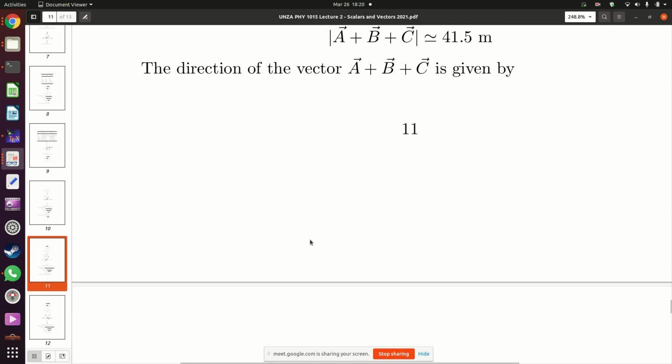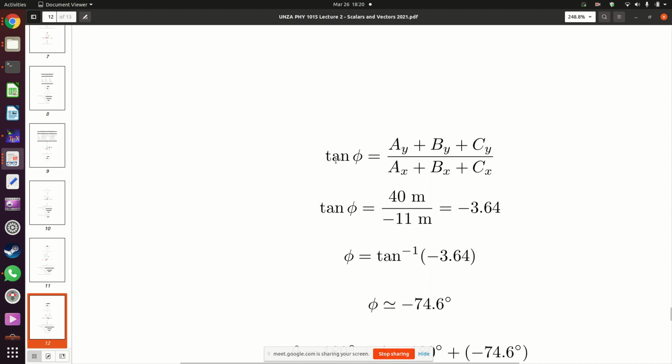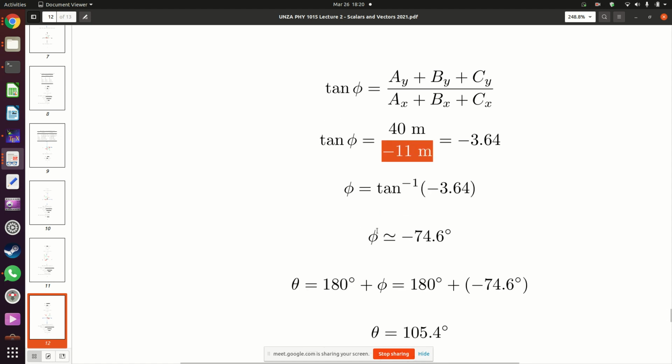And that's what we do here. So tan phi is equal to AY plus BY plus CY divided by AX plus BX plus CX. AY plus BY plus CY is 40 meters. Then AX plus BX plus CX is minus 11 meters. So 40 meters divided by minus 11 meters gives you minus 3.64. Then we get phi from this tangent. So phi is equal to the tan inverse of minus 3.64, and that gives us a phi which is equal to minus 74.6 degrees. So we know how much phi is.